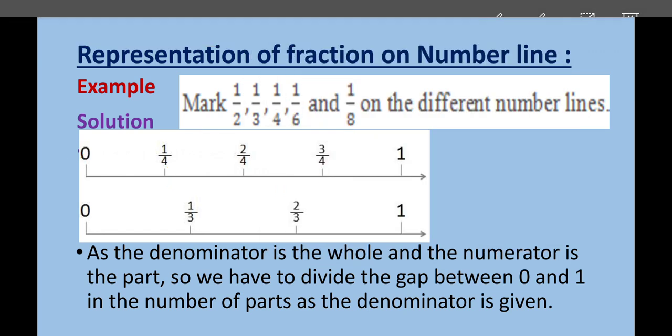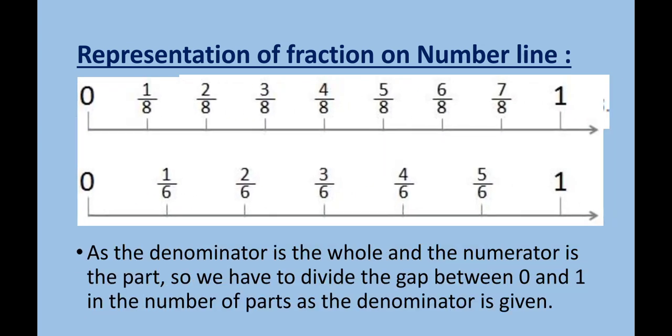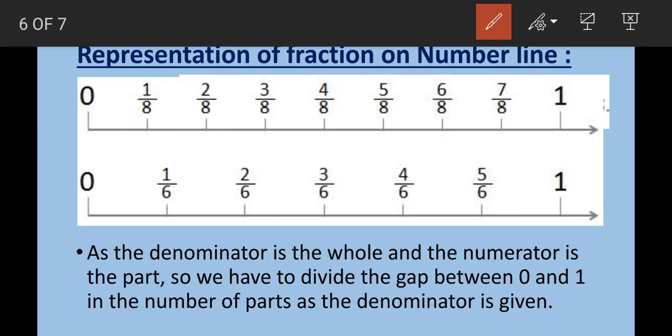Now move to another two, that is 1 by 6 and 1 by 8. In this also, for 1 by 6 we have to divide the number line into 6 equal parts. Okay, we have to divide 0 to 1 into 6 equal parts. So here it is 1, 2, 3, 4, 5, 6. These are the 6 equal parts, and the first cut represents 1 by 6, second cut represents 2 by 6, third cut represents 3 by 6. In this way it represents 4 by 6 and 5 by 6 also, and the last one means 6 by 6.